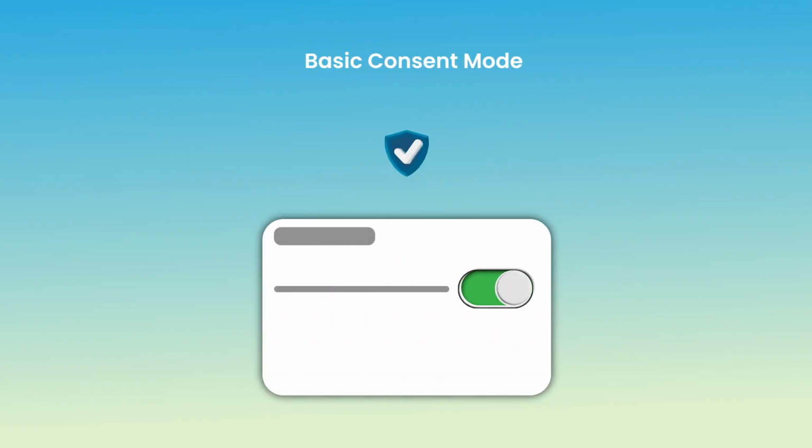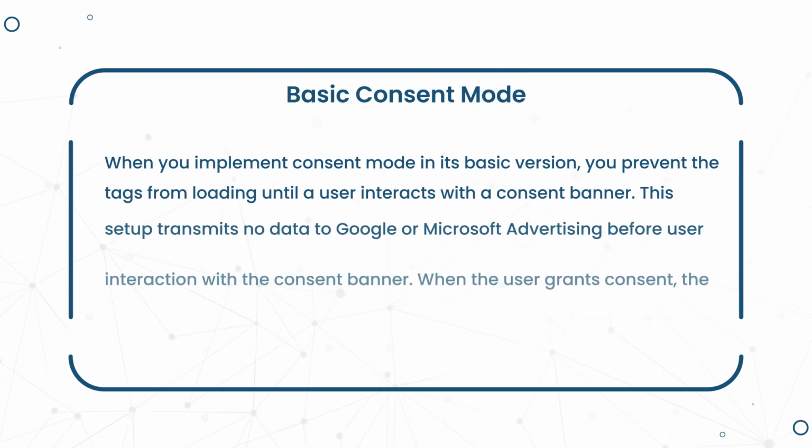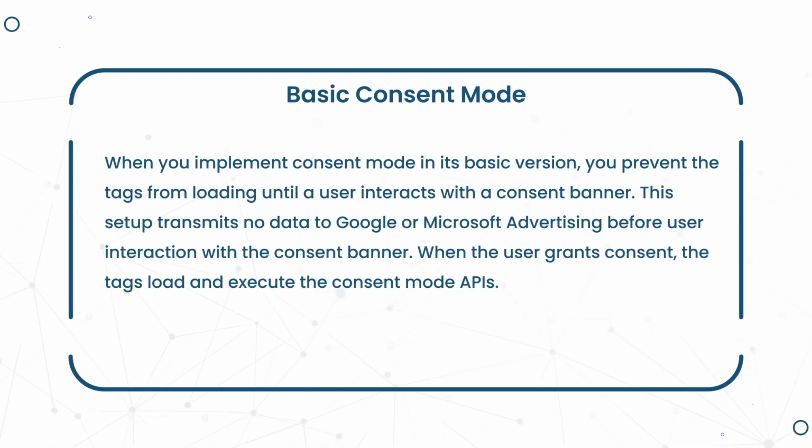Basic Consent Mode. When you implement Consent Mode in its basic version, you prevent the tags from loading until a user interacts with a consent banner. This setup transmits no data to Google or Microsoft advertising before user interaction with the consent banner. When the user grants consent, the tags load and execute the Consent Mode APIs.